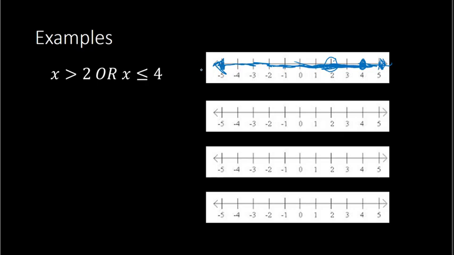So you can just erase that open circle and just have this all filled in. So this one is going to be the entire number line, which means my answer is all real numbers. And the math notation for that is this fancy R. That means all real numbers.